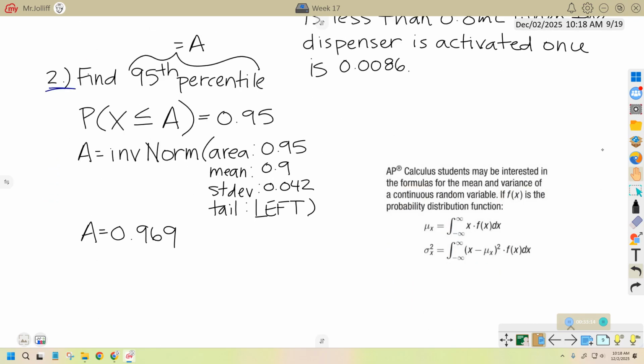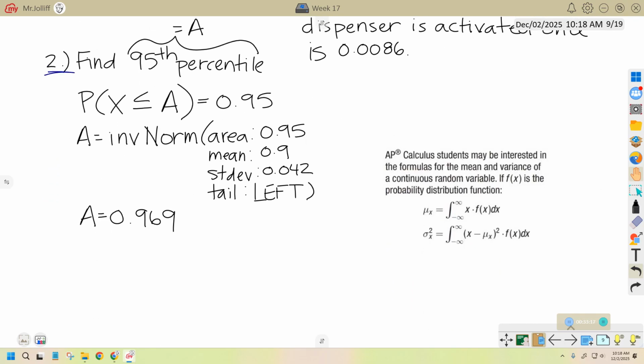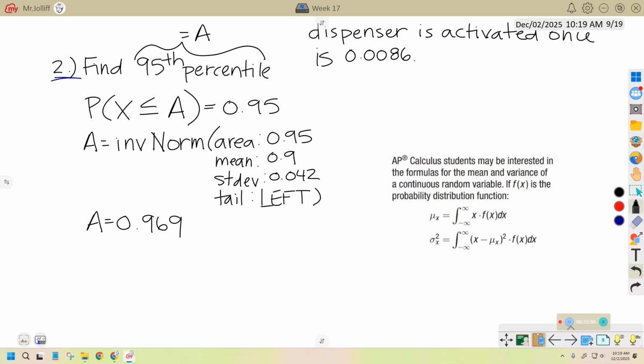If we're doing the whole state, plan, conclude, then write the sentence. The 95th percentile for soap dispenser amount is 0.969. And what are the units on that? Milliliters. Good. We're looking at amount of soap. Good.